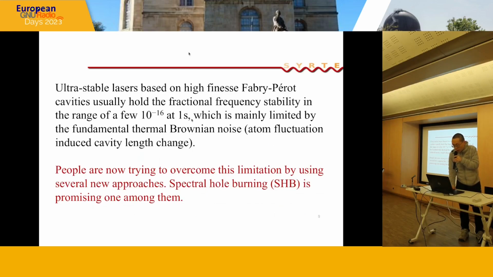This kind of laser source is mainly limited by the fundamental Brownian noise. This noise comes from the atom fluctuation, which induces cavity length change. For an FP cavity, if the cavity length is changing, the transmission peak will move left and right. So the frequency reference will lose its stability.